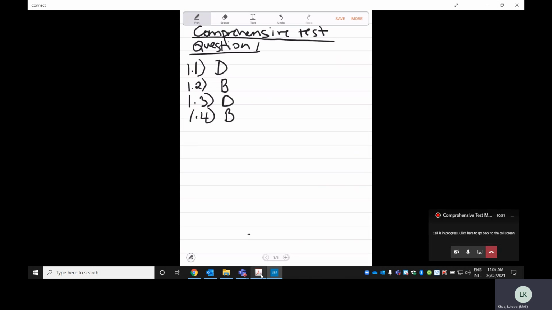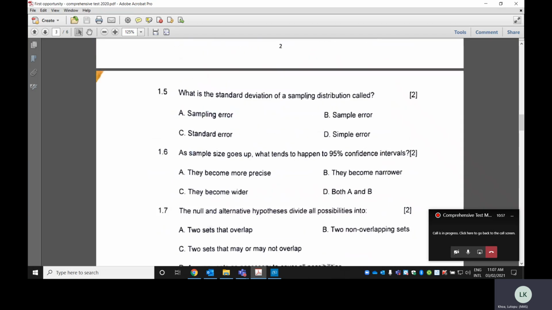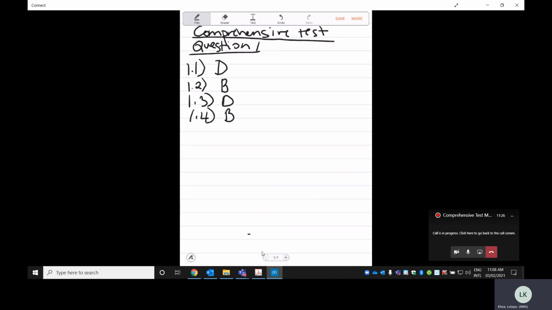Then 1.5. What is the standard deviation of a sampling distribution called? Is it a sampling error, a sample error, standard error, simple error? So again, this is one of the things that we should know, that the answer is standard error. So 1.5, the answer is C. That's a definition. The definition of the standard error is that it is the standard deviation of a sampling distribution. So 1.5 is C.